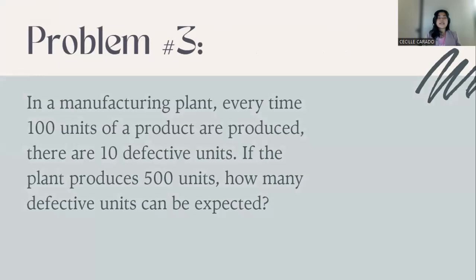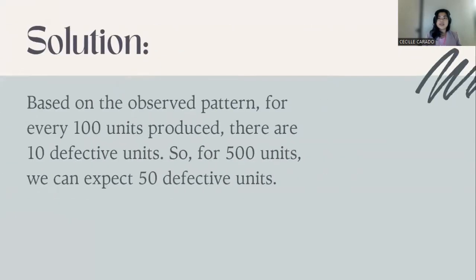Problem number 3: in a manufacturing plant, every time 100 units of product are produced, there are 10 defective units. If the plant produces 500 units, how many defective units can be expected? In our solution, based on the observed pattern, for every 100 units produced, there are 10 defective units. So for 500 units, we can expect 50 defective units.